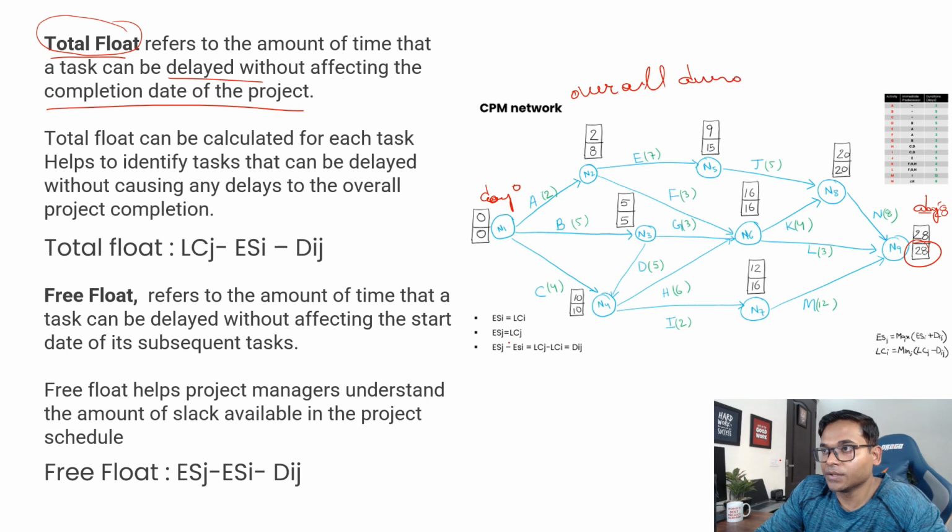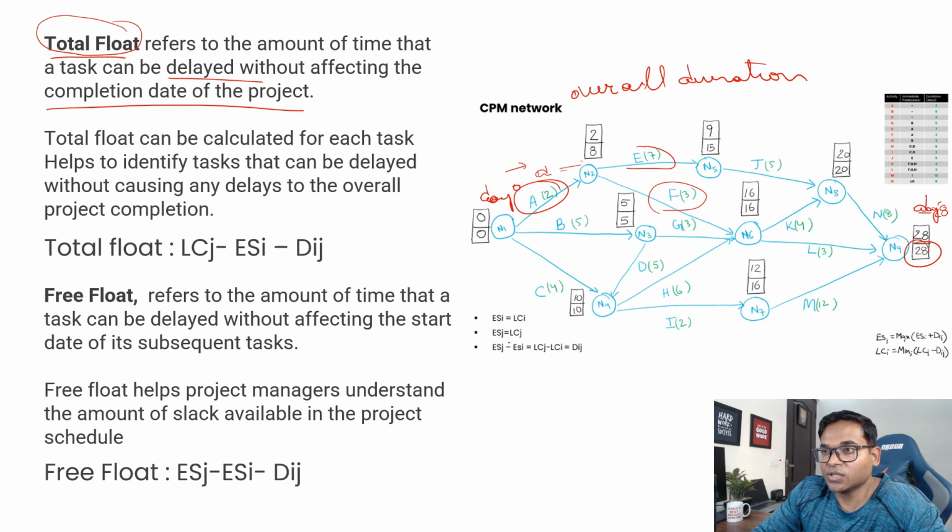Overall duration of a project. And then suppose if any activity is delayed, it will be impacting your next succeeding activity. Let's say if activity A is delayed, then it may impact E and F, because these are connected to these two activities. So the idea is, let's find out by how much duration this activity can be delayed so that the project duration is not impacted.